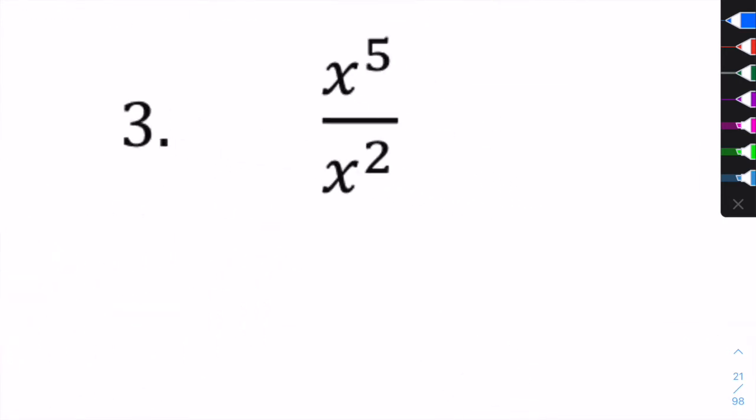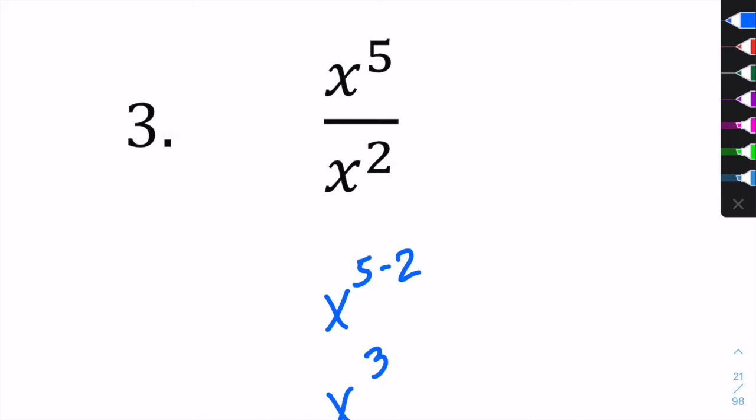All right, if we just have variables with exponents, we couldn't even evaluate them if we wanted to. So we have to use our quotient property. So x to the 5th over x to the 2nd, that's 5 minus 2, x to the 3rd.